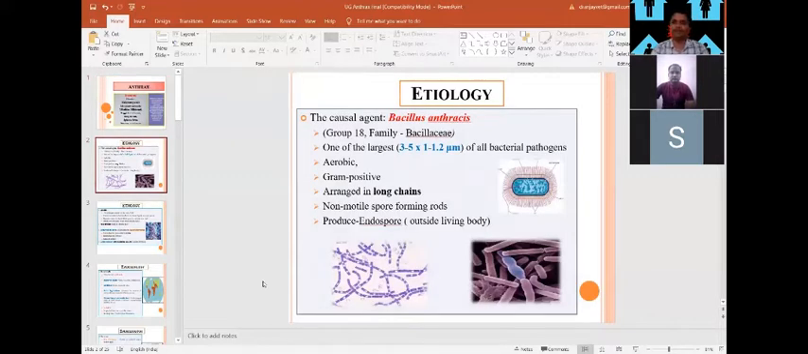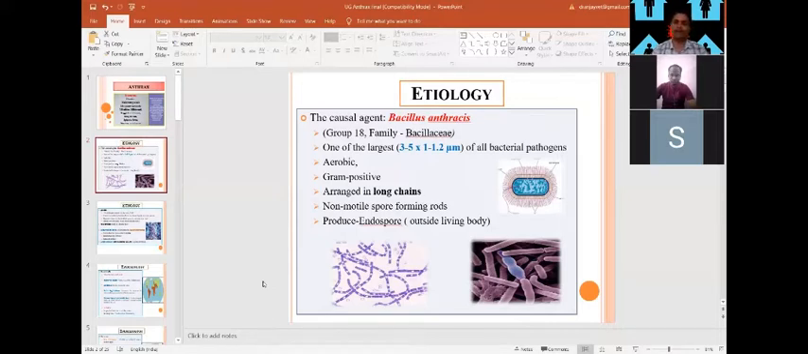This disease is caused by Bacillus anthracis. As we know, there are certain characteristics of this organism: it is an aerobic, gram-positive, spore-forming organism. This is the largest bacterial organism in size, and it produces spores in the presence of oxygen. The spores are endospores, produced outside the living body.